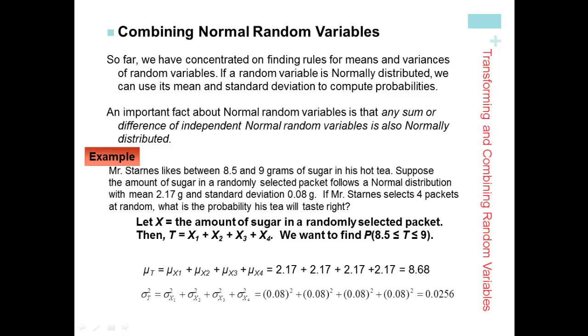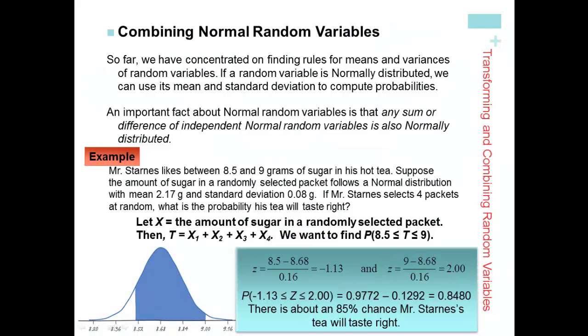So the variance of the total will be equal to 4 of the variances of my random variable x added together. So if I take 0.08 and square it and add that value together 4 times, I end up with 0.0256. And if I take the square root to obtain my standard deviation, I end up with 0.16.